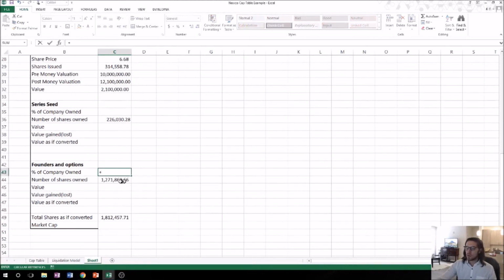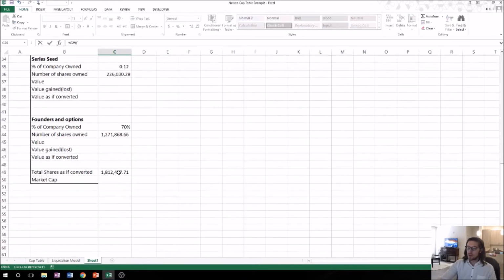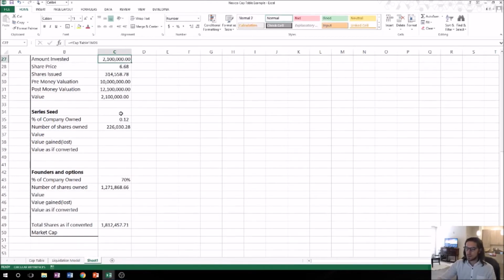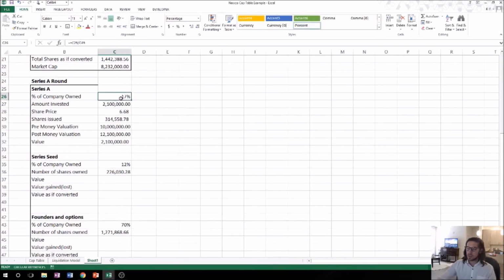From there, we'll do the ownership of the company by each round or class. That is the number of shares owned by the founders and options divided by shares as if converted, or fully diluted shares. That's 70%. We do the same thing for Series Seed, and then the same thing for Series A: the shares issued divided by total shares as if converted. Then make those a percent, just to keep it looking decent.